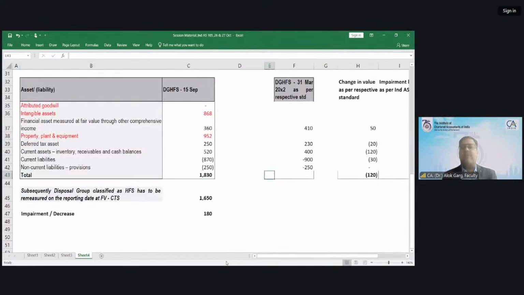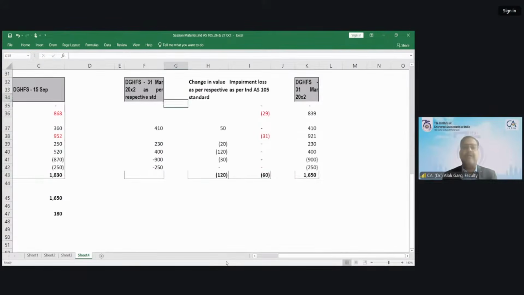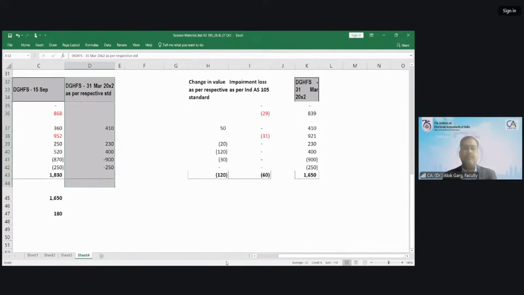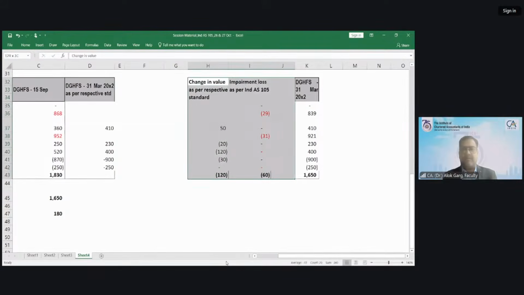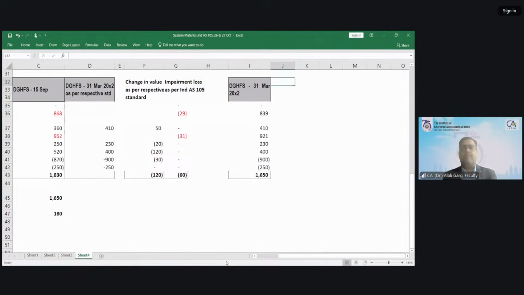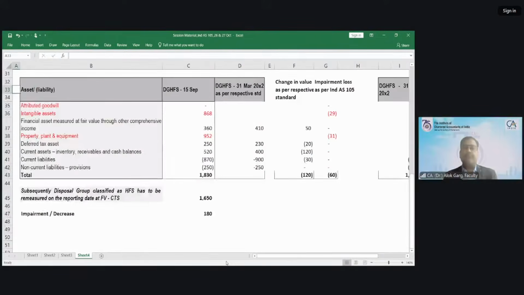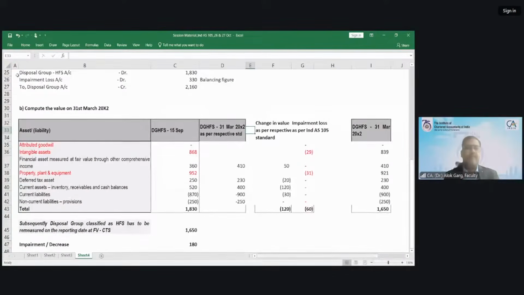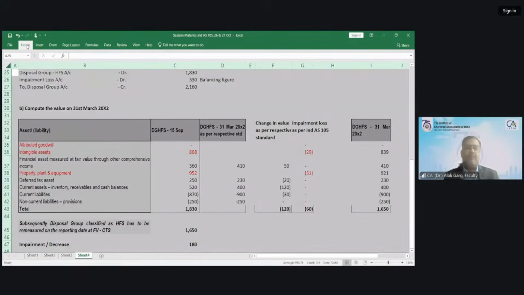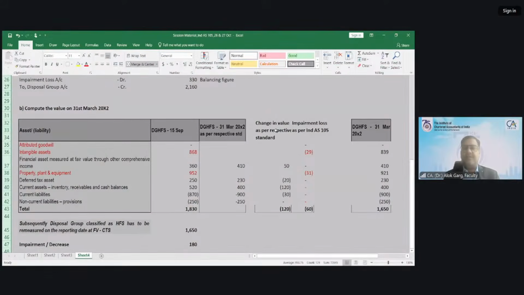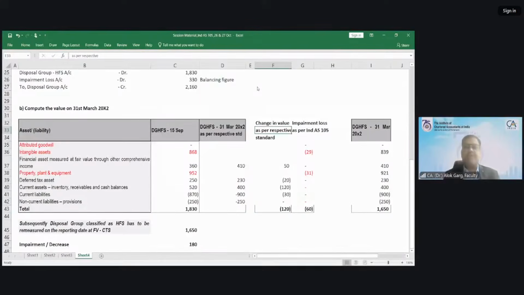So friends, this is how we need to carry out this entire exercise, right? Okay. I hope it is clear now. Is that clear? Yes, sir. I think this particular question has covered most of Ind AS 105. Okay. So friends, now let's move to the next question.